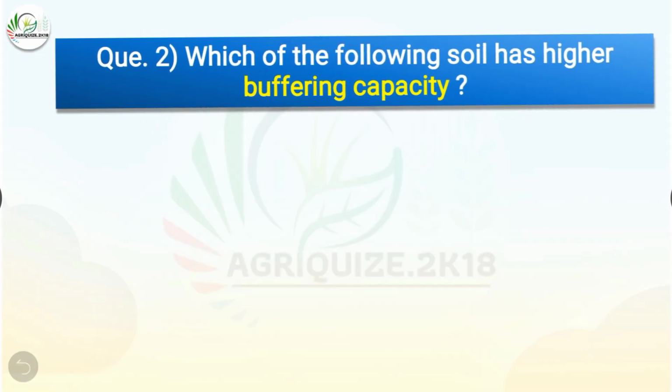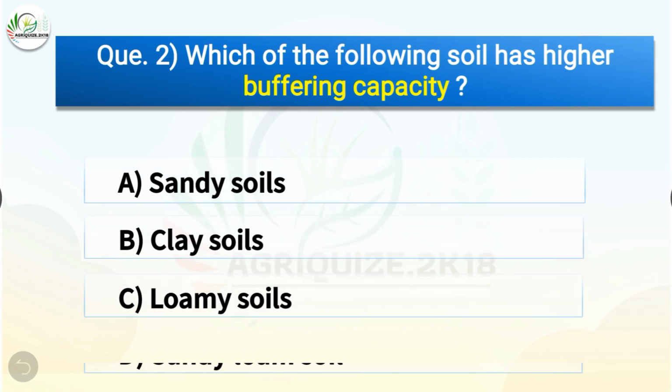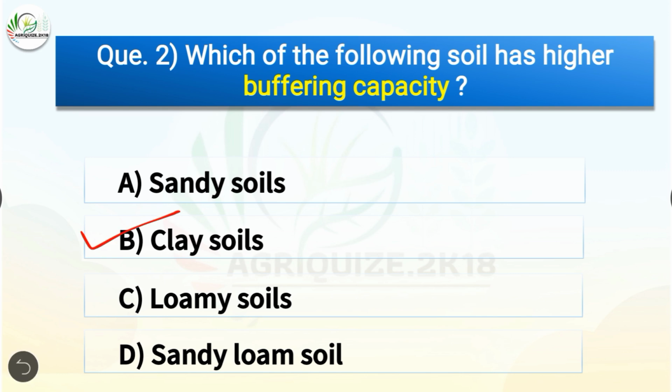Question number 2. Which of the following soil has higher buffer capacity? The options are sandy soils, clay soils, loamy soils or sandy loam soils. The correct answer is option B, clay soils. So, clay soil has higher buffering capacity.